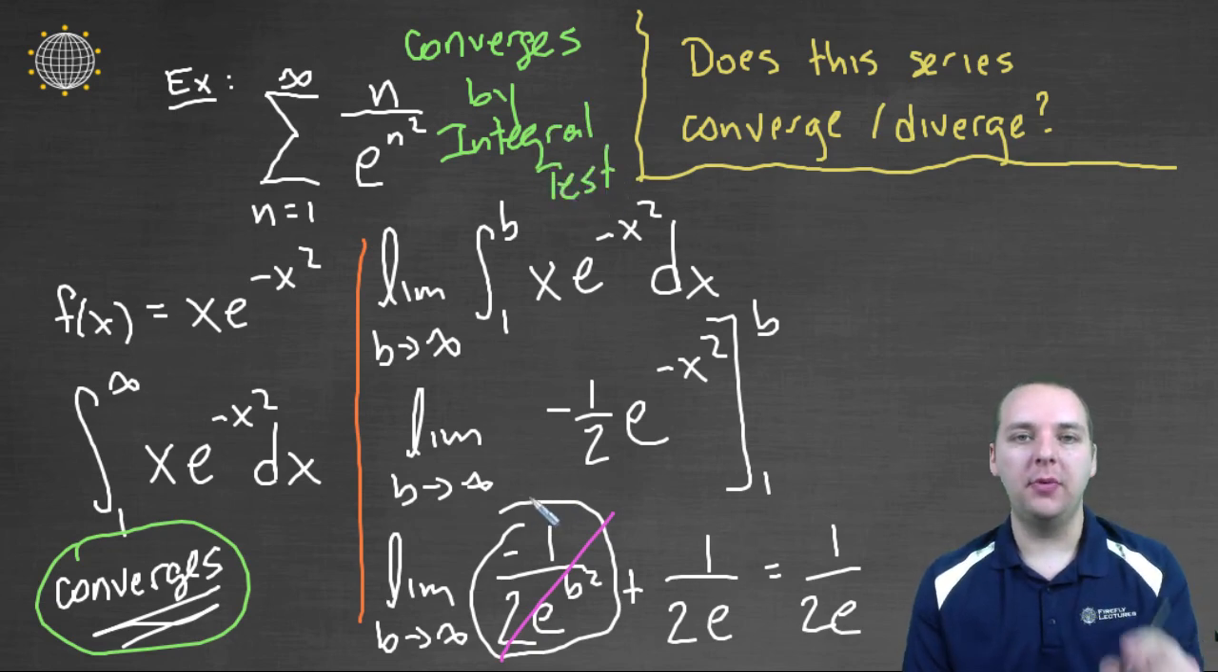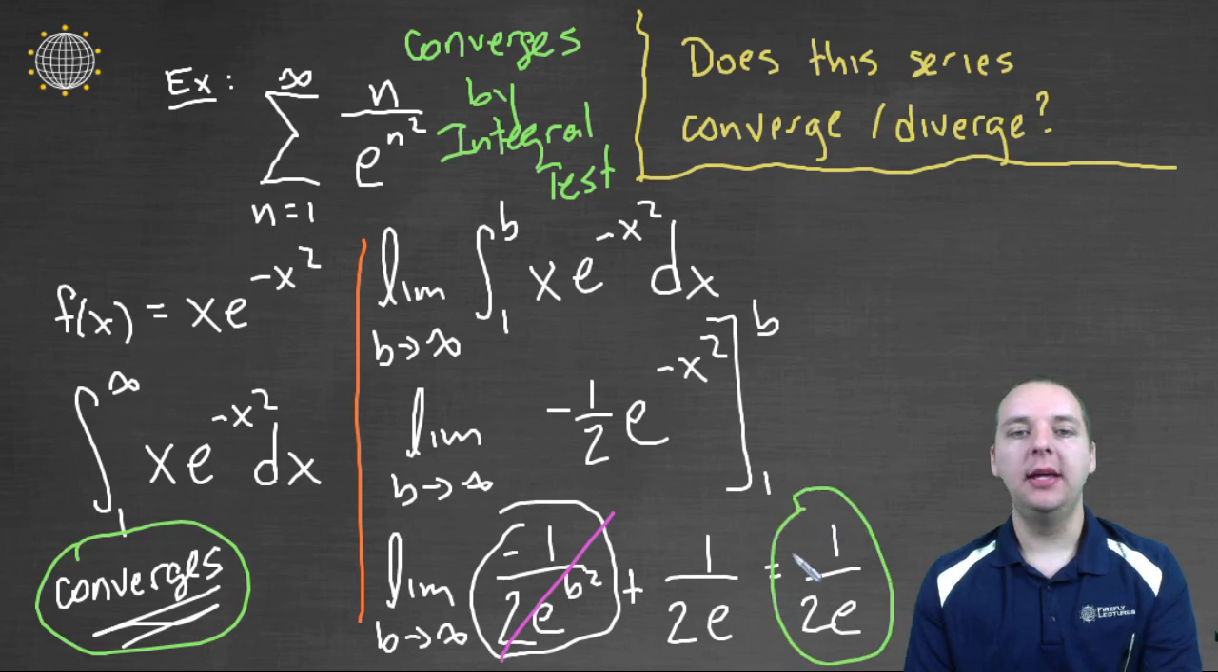One comment I'll make before I let you go. A student might misunderstand this 1 over 2e. That's not saying that this series adds up to 1 over 2e. Yes, it converges, but I still don't know what it converges to. I know that these either converge together or diverge together, and the improper integral converged to 1 over 2e, but that doesn't necessarily mean that the infinite series converged to 1 over 2e. I know it converged, but I still don't know exactly what it converged to.